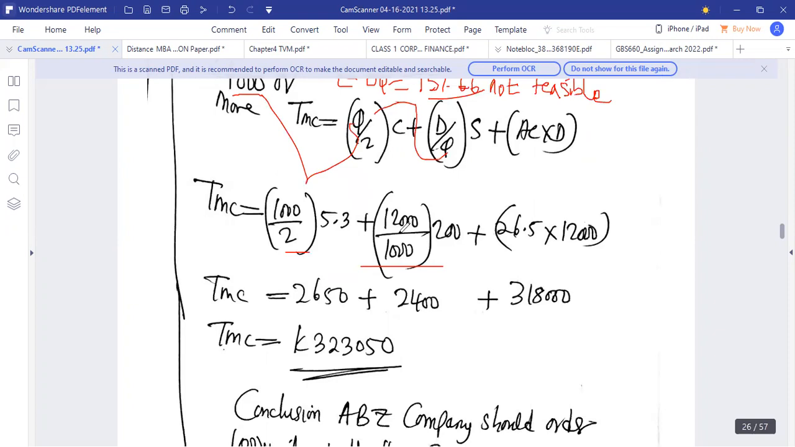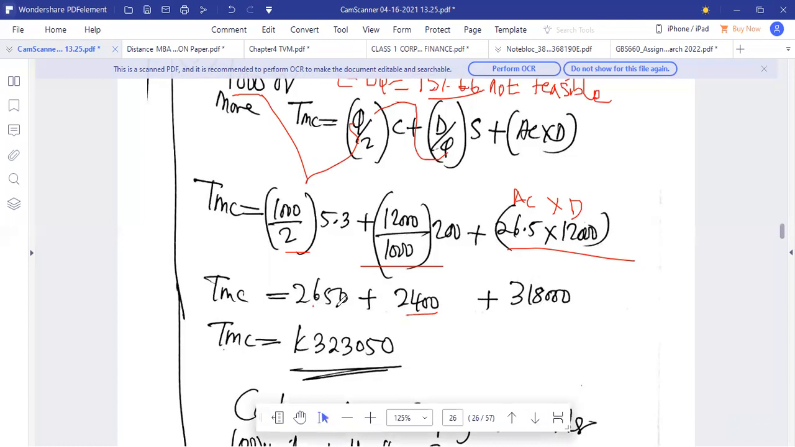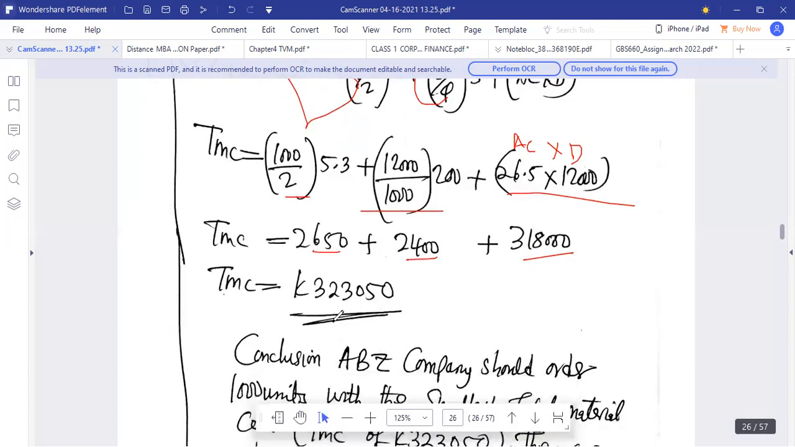Unless the EOQ is feasible, that's when the annual carrying cost and ordering cost are supposed to equalize. So here 1000 over 2 by this one, you're getting this one divided by, so this is annual ordering, annual carrying, and then this is the unit price, which is the acquisition cost per unit, multiplied by our annual demand. So we are getting this plus that, and the total material cost is 323,050 kwacha.